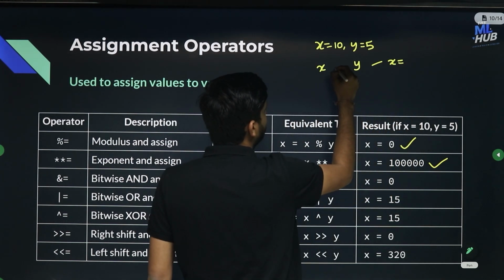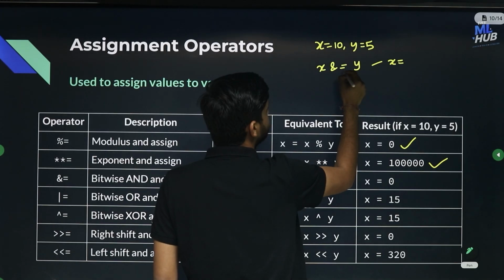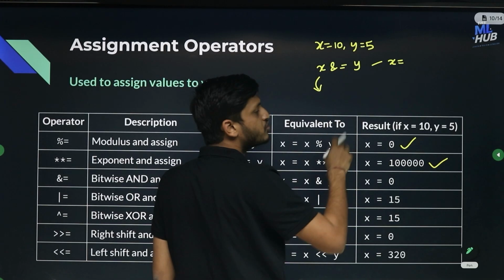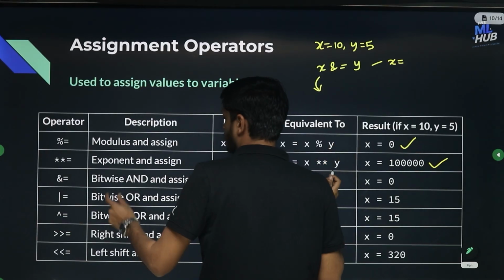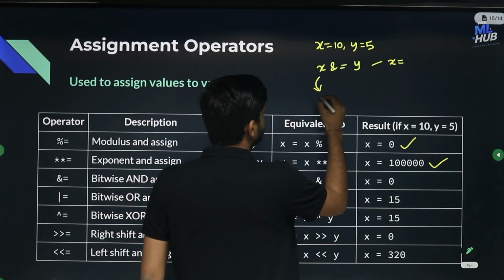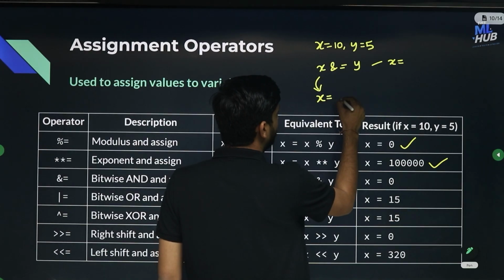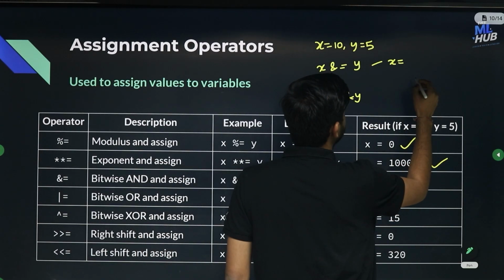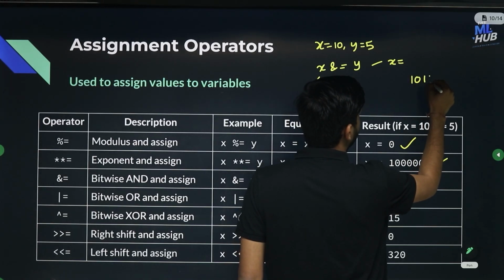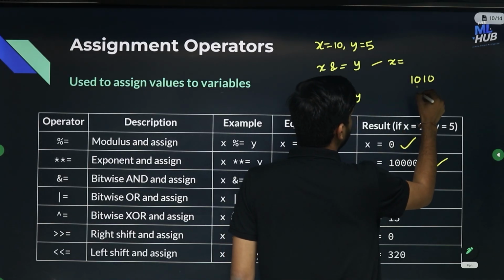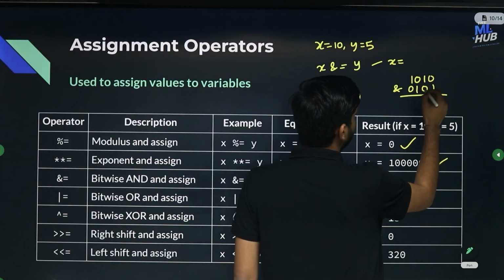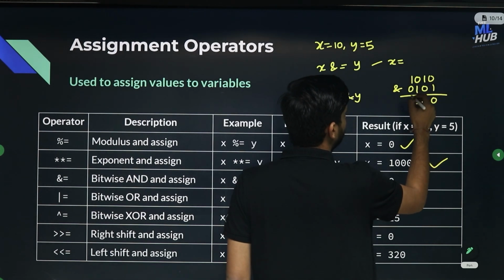So if I do x and equal to y, so this is now my bitwise operator, and this entire thing is actually an assignment operator. So what it will do is bitwise and assign. So this is equivalent to writing x equal to x and y. So what is the AND of x and y? So the binary of 10 is what? Binary of 10 is 1010, and binary of 5 is what? 101. Okay, so if I do a bitwise AND of both of them, I will get 0 and 1 is 0, 1 and 0 is 0, 0 and 1 is 0, and 1 and 0 is 0.